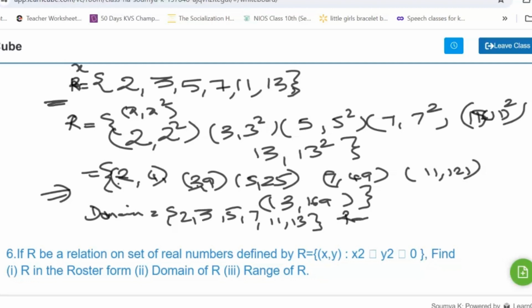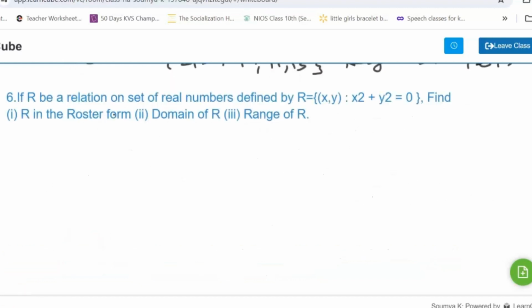And if you say range, range will be the second part, that is 4, 9, 25, 49, 121 and 169. Okay, second part of your ordered pair. So this is the domain and range, and relation is mentioned. Let's go to the next question, sixth question.